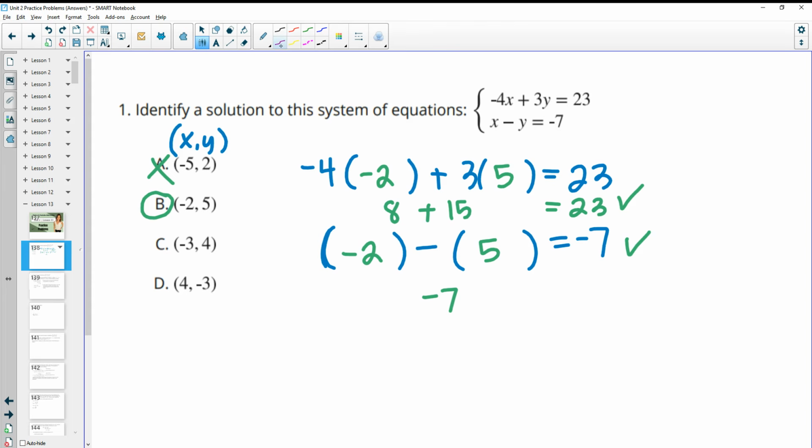And then we know that we can stop here because these two equations are lines, and lines can only ever intersect at one point. So if we found one point that's on both lines, then no other points could be that point. So we don't even have to check C or D.